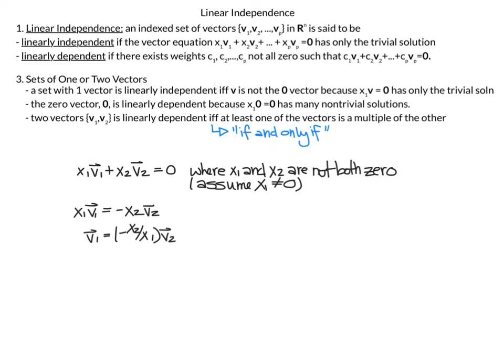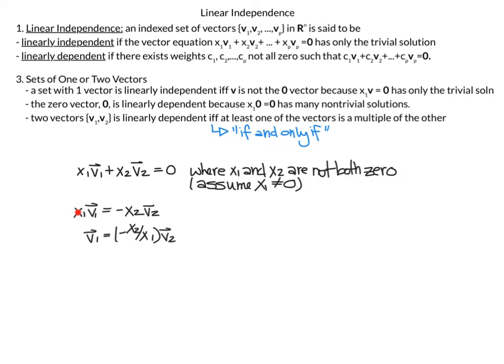So we have x1 v1 plus x2 v2 equals 0, and we're saying they're dependent. So x1 and x2 are not both 0, because there's a non-trivial solution if it's dependent. For the sake of argument, let's assume x1 is not equal to 0. If it's x2, the argument is symmetric. First we can subtract x2 v2 from both sides of the equation, and we get x1 v1 equals negative x2 v2.